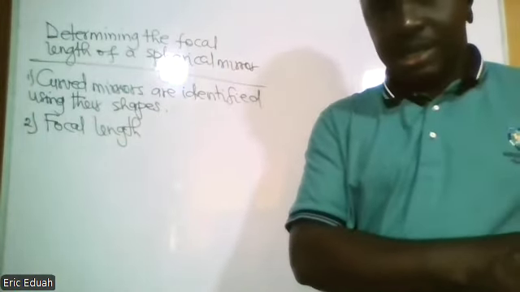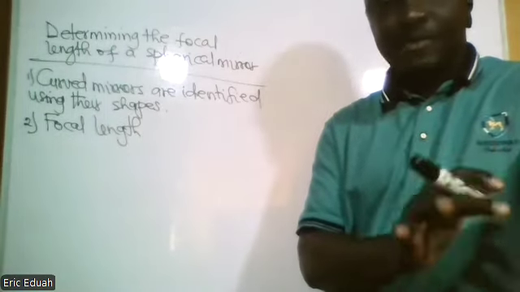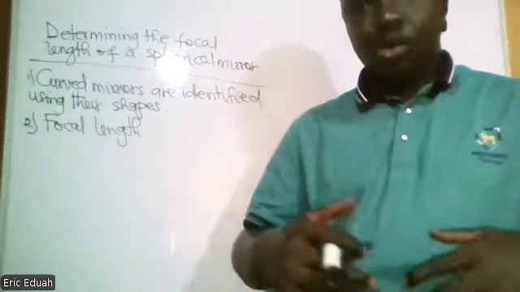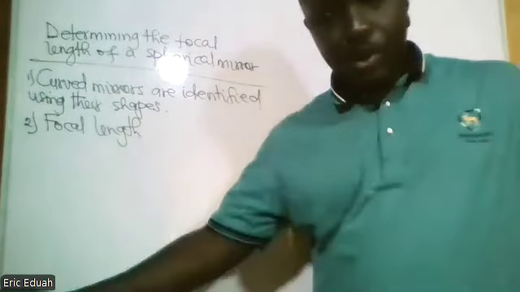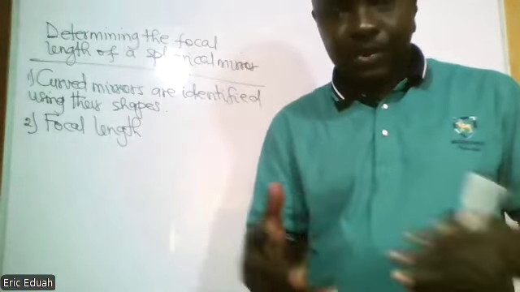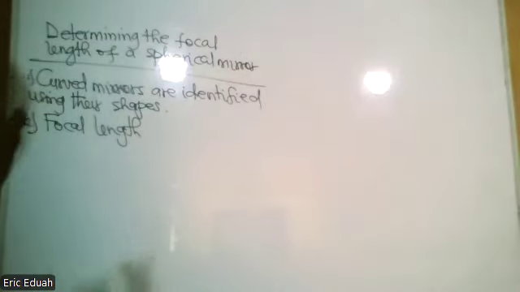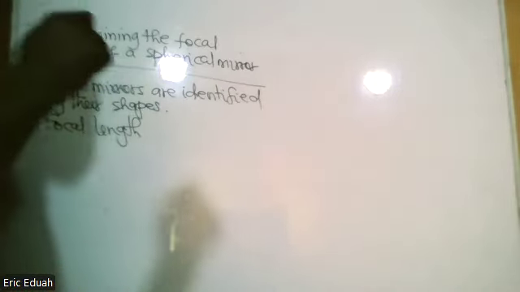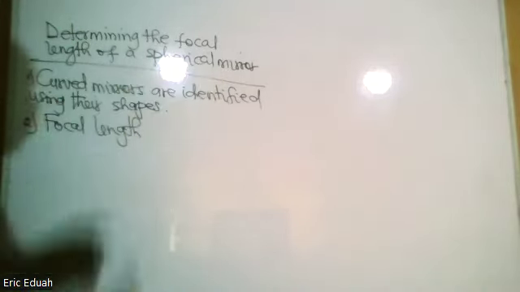Just last Wednesday, our form threes had physics practicals, and one of the questions was that we were to buy a concave mirror of focal length 15 centimeter or 20 centimeter. So we had to go to the market to buy concave mirrors of these two focal lengths. So as a physics person, if you are given a curved mirror and you are asked to use your knowledge to determine the focal length of the mirror in question, how do you do that? That's the whole essence of determining the focal length of a spherical mirror.